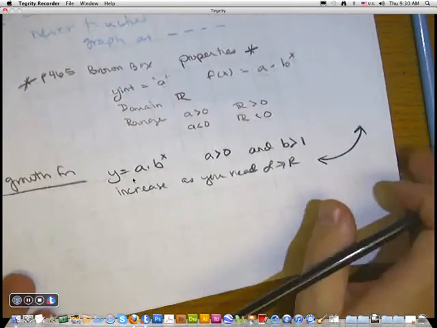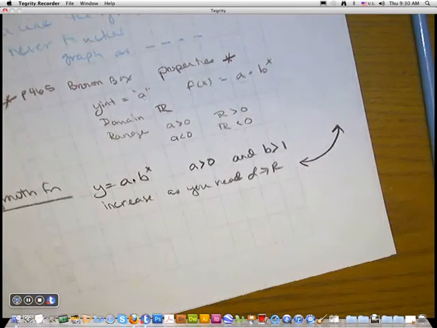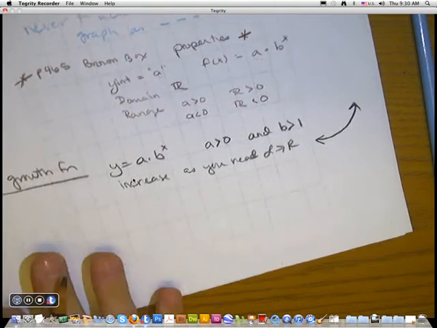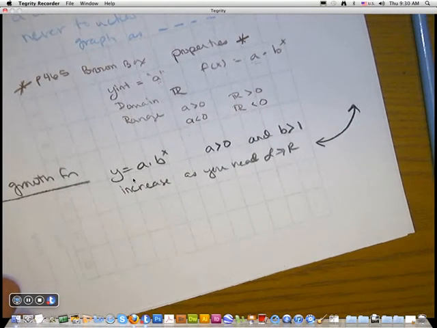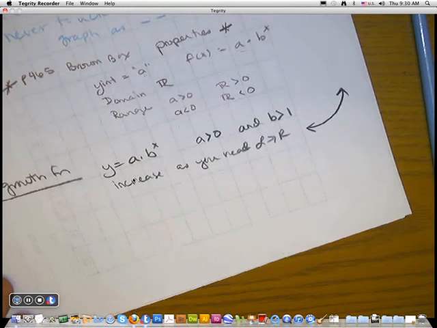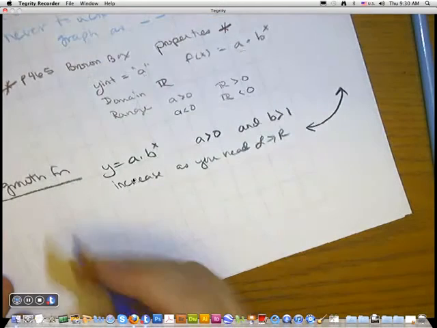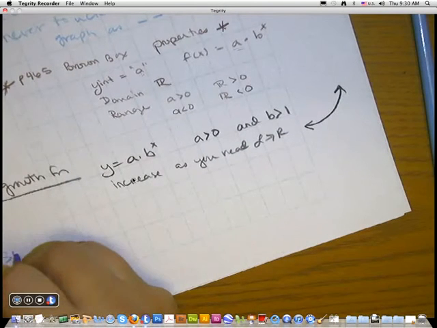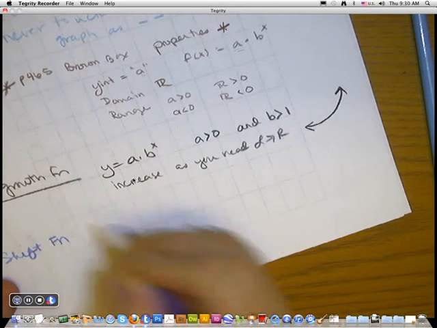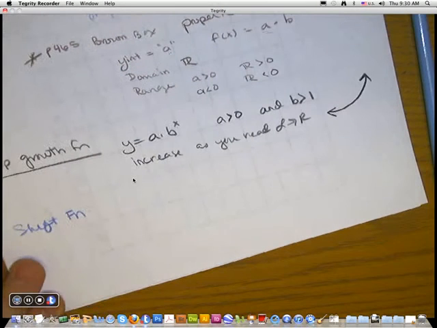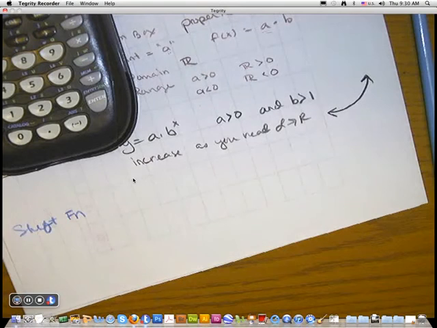All right. We will also have decay functions, but we will talk about them in a couple of days. Right now, we're just going to have positive growth functions. With these growth functions, we can shift them. We can move our exponential picture. And we're going to shift the function the same way we shift everything. All shifts are done the same.